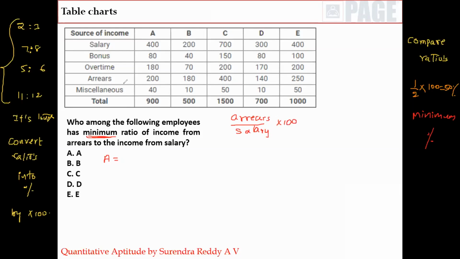For example, if you take person A, his arrears are 200 by his salary, which is 400 rupees. So please have a clear difference between salary and income. If you convert into percentage, this represents 50%. So whatever bonus, whatever arrears A gets, it is 50% of his salary. Now similarly do for B, C, D, E and compare which has the minimum.